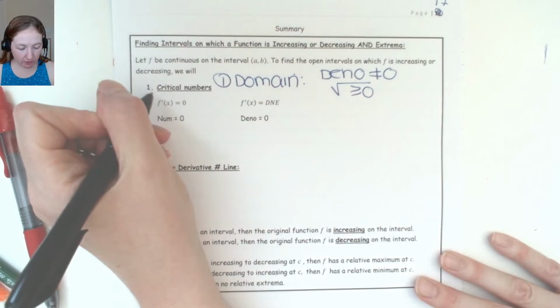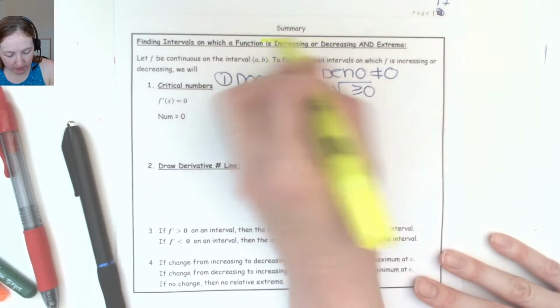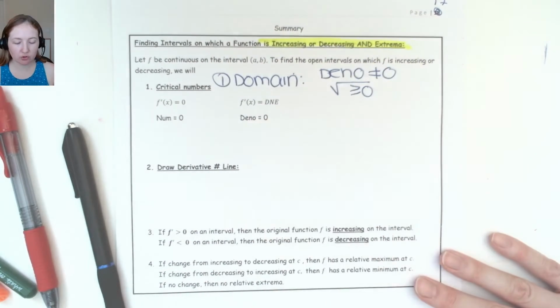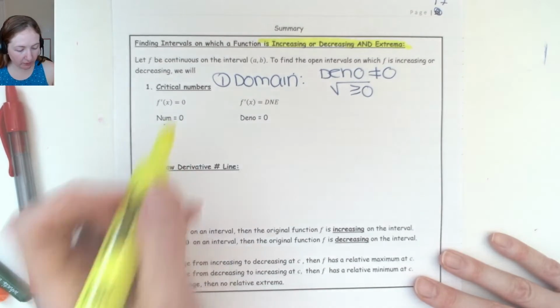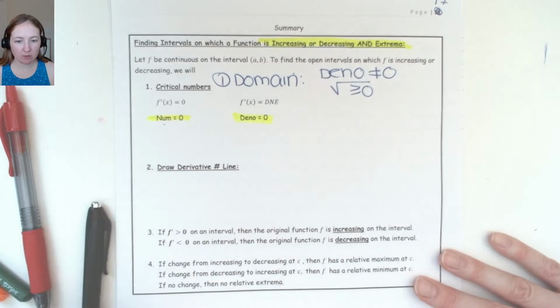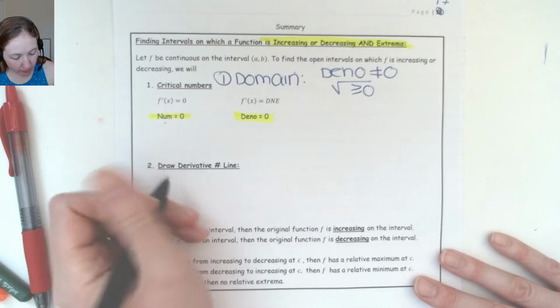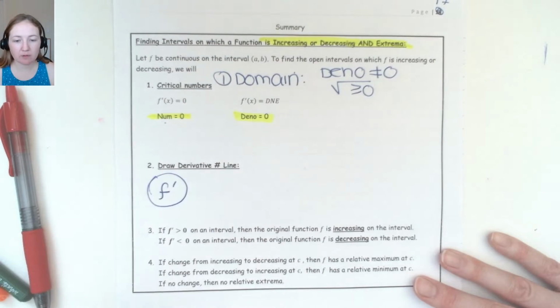First thing is to find the critical numbers when you're trying to find where it's increasing and decreasing or extrema. That basically amounts to setting the numerator equal to 0 and the denominator equal to 0. Then you are going to draw the derivative number line.